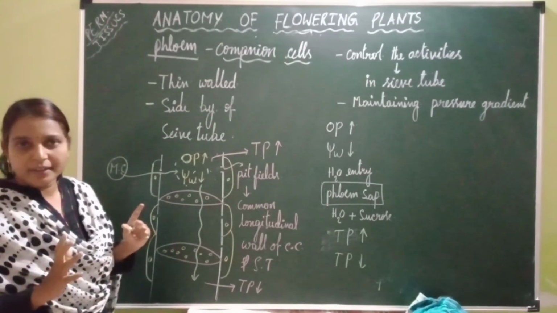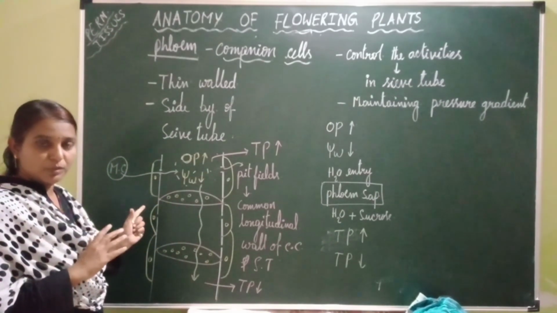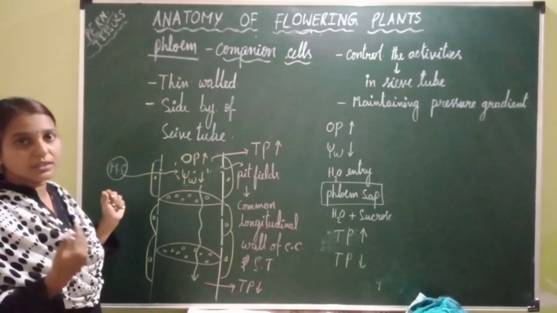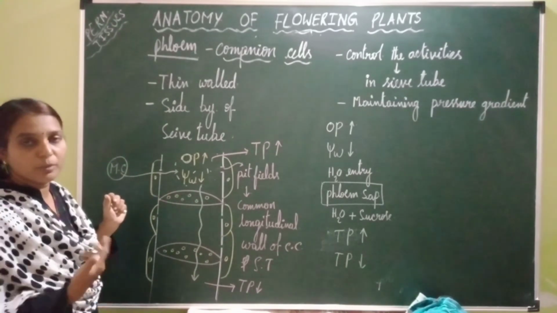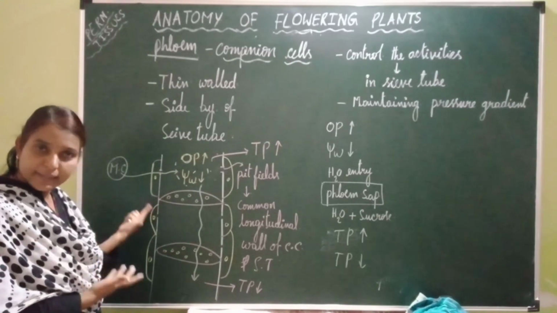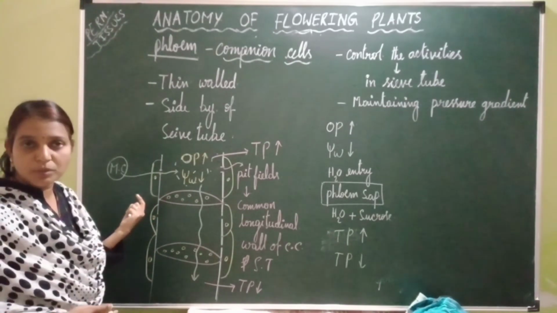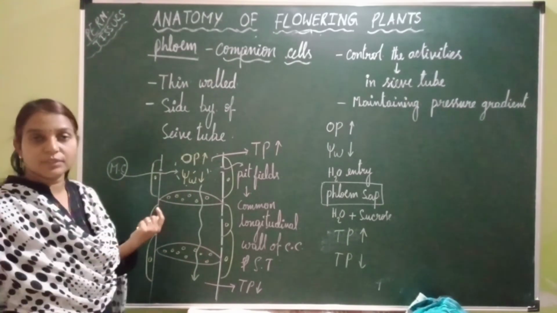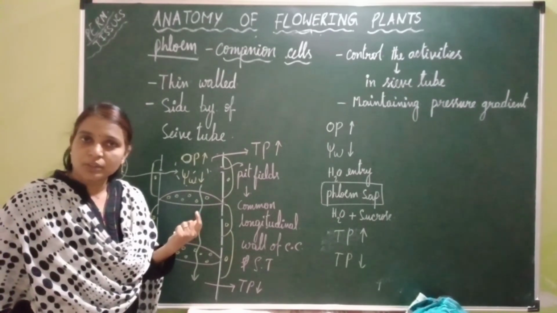Let's make the comparative study between the sieve tubes of angiosperms and the sieve cells present in the phloem of gymnosperms. And let's make the comparative study between the companion cells present in the phloem of angiosperms and the albuminous cells which are present in the phloem of gymnosperms.